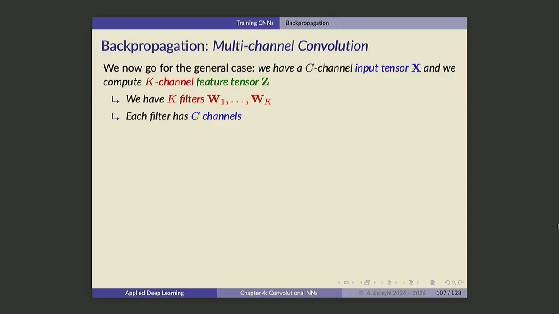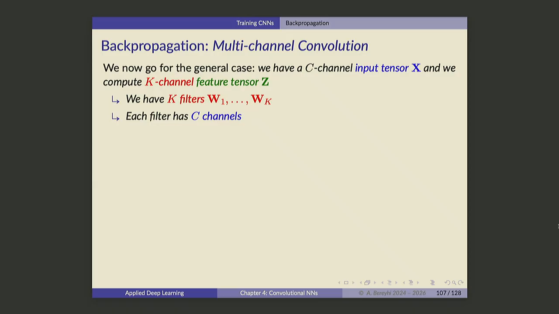If I have the gradient of r hat with respect to z, how does it look? What kind of object is the gradient of r hat with respect to z? It's a k-channel tensor, exactly. So it's going to look like this one. Everybody's cool? Now, what about the gradient of r hat with respect to x? What is it? It's a C-channel tensor again. So it's going to look like this guy.